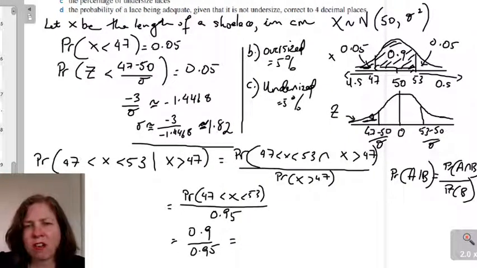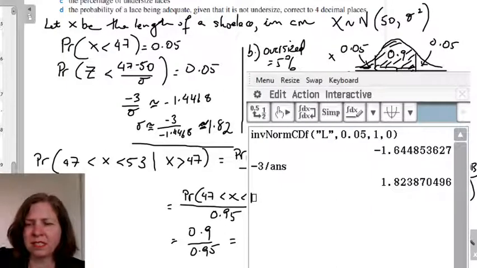So all I've done is I've rewritten what's given to me in the question using the formula. And then I simplify the intersection of this and this has to be just this. Because if I'm greater than 47 and I'm in between 47 and 53, and both of those have to be true for it to be the intersection, then I'm in between 47 and 53. This I can put a value on straight away. Okay, now let's bring our calculator back so that we can work out what that is.